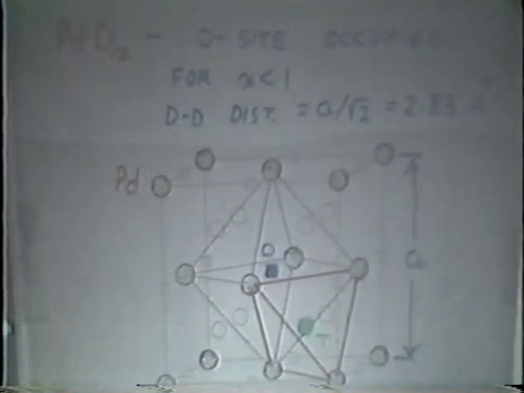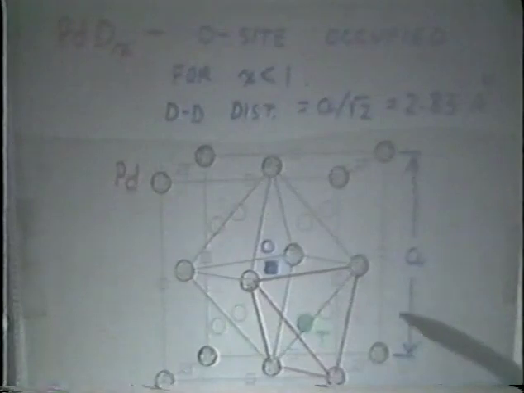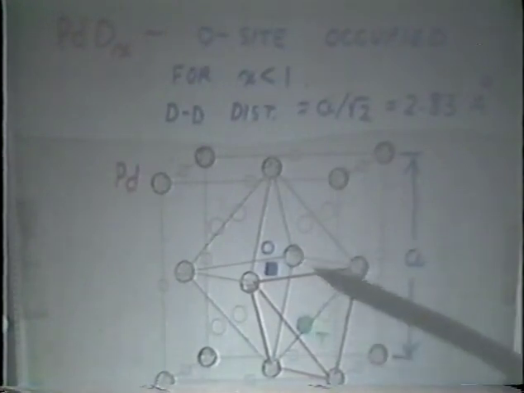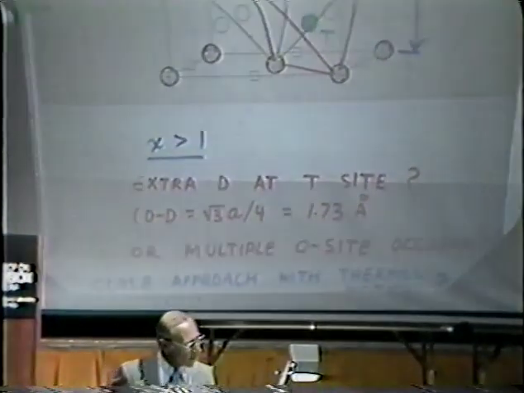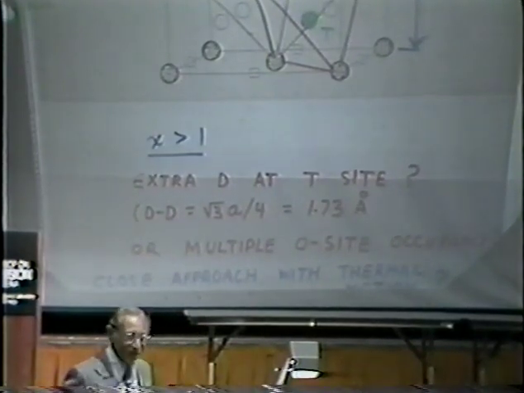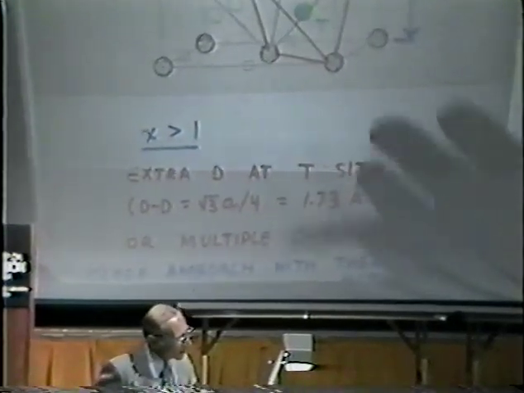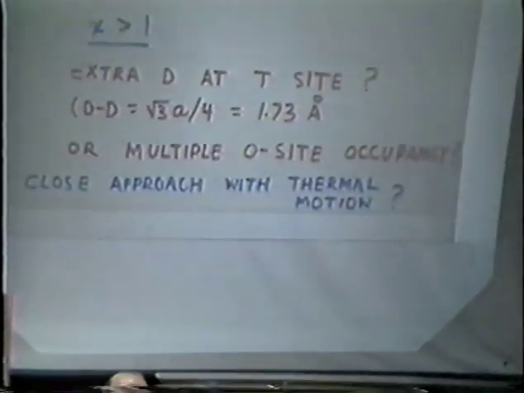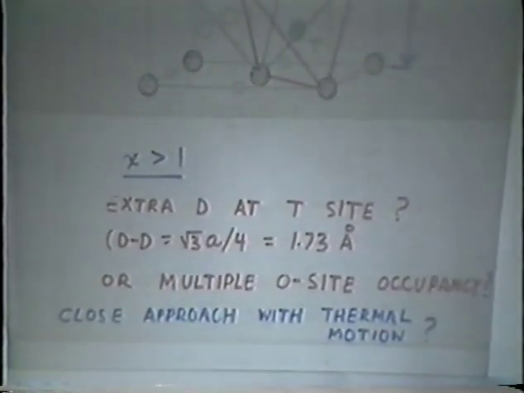But if you do go above x greater than 1, then you have the possibility of getting things closer. One's first inclination, and I think it turns out to be right, is that the tetrahedral interstitial sites then become occupied. In that case, the distance shrinks considerably to about 1.73 angstroms, but of course still considerably larger than in a molecule. Now, one also wants to investigate the possibility that you might have multiple site occupancy in this octahedral site, and a related question that the molecular dynamics can answer rather nicely is, if you thermally agitate the system, will you be able to induce close approaches?